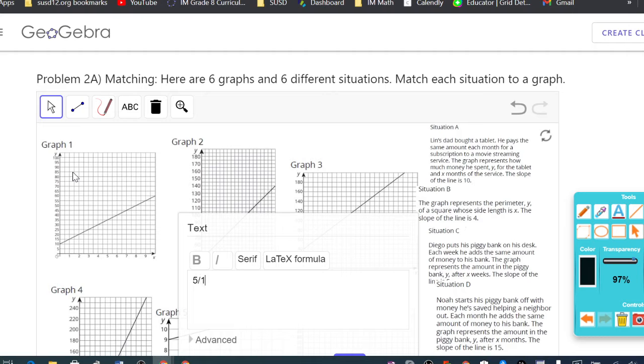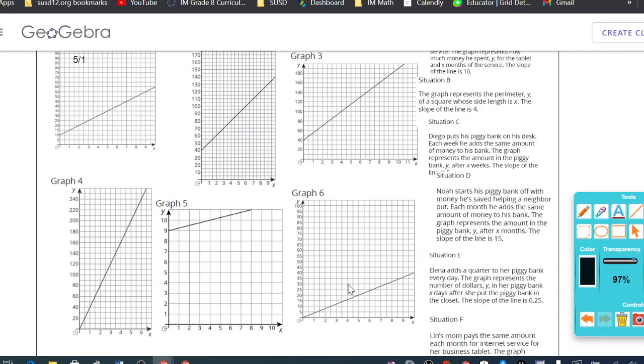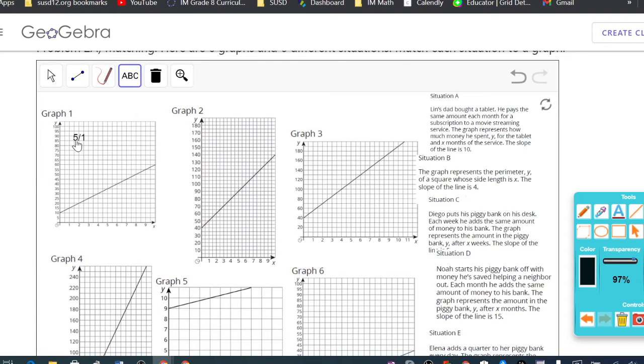So what was the slope of this? 5 over 1, because the vertical change is 5 for every horizontal change of 1 unit. See here? It went up from 10 to 15, and it went from 0 to 1. You have to remember slope. Don't forget slope. I can't keep explaining it every time. You should know it by now. If you don't know slope, look it up on YouTube or one of my previous videos. Let's find the slope of the next graph. Before we even read those situations, let's find the slope of the graph.